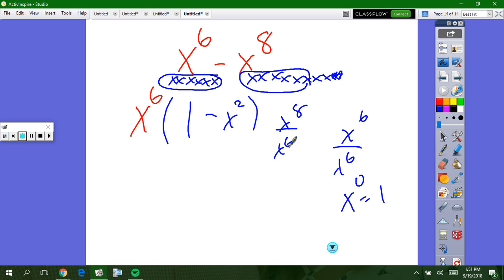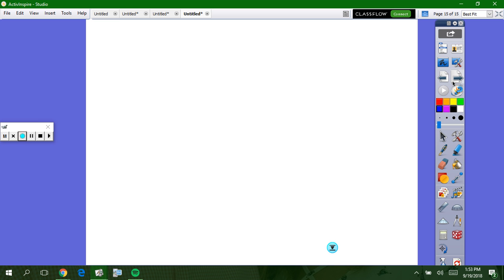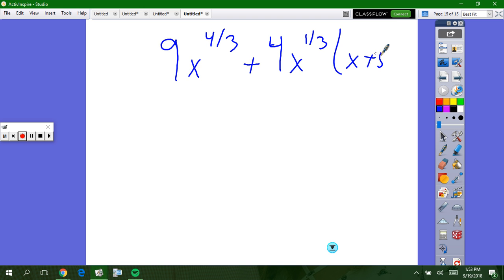Okay, so now I'm going to get into a rougher question. This was pretty easy, right? This is something you've seen before. Now, I'd like you guys to think about this. Does 9 and 4 have anything in common?